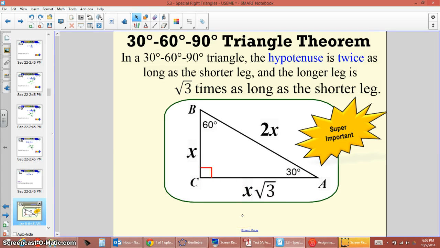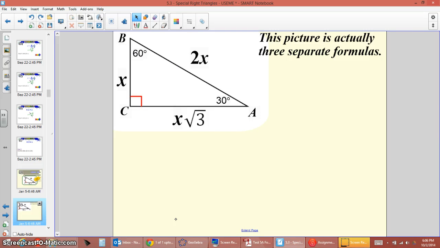Okay, now I do these fast because I think of double or half. If I'm given this piece, I cut it in half. If I'm given this piece, I double it. Now, if I'm given this piece, then I do some work. I've got to divide by root 3, and I'll show you how to do that. But right here, if you'll notice, we get 3 separate formulas.